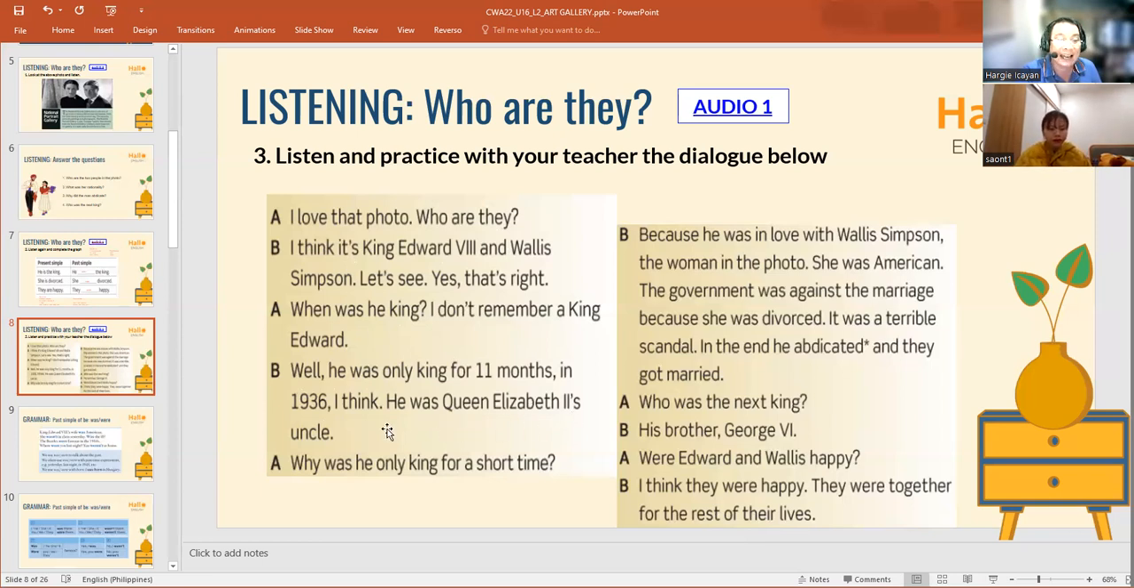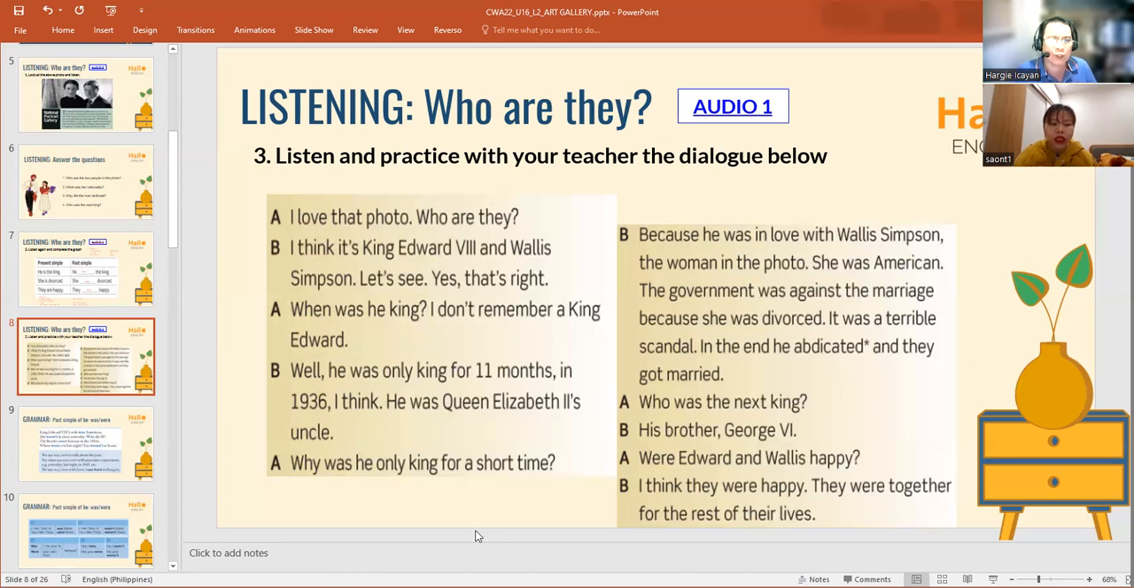Okay, second's uncle. He was Queen Elizabeth the Second's uncle. Okay, the second's with the S sound. Second's uncle. Yeah, that's correct.